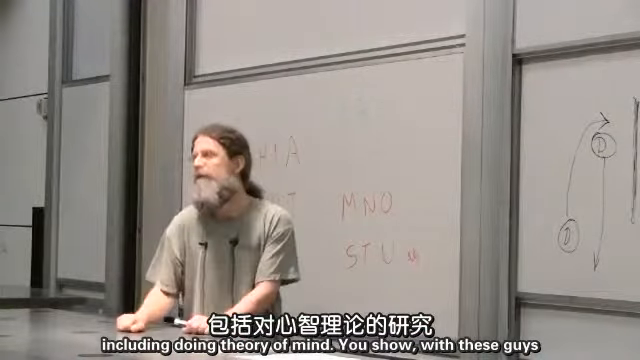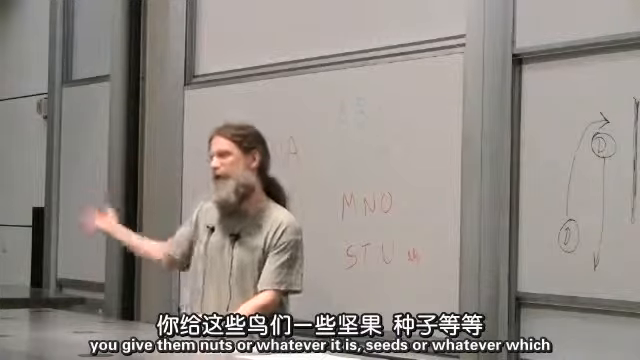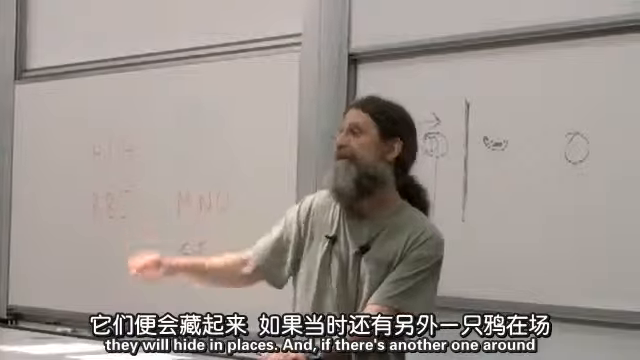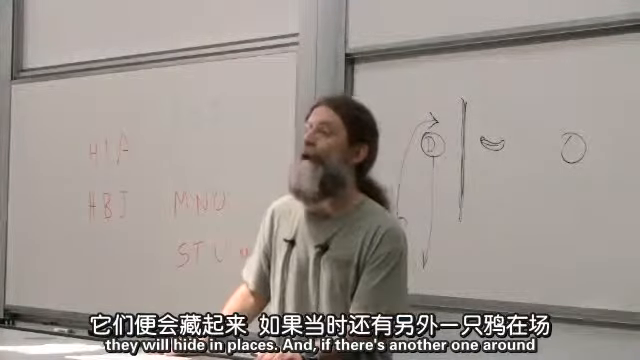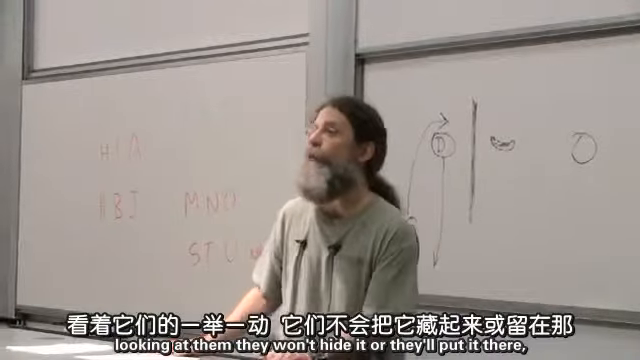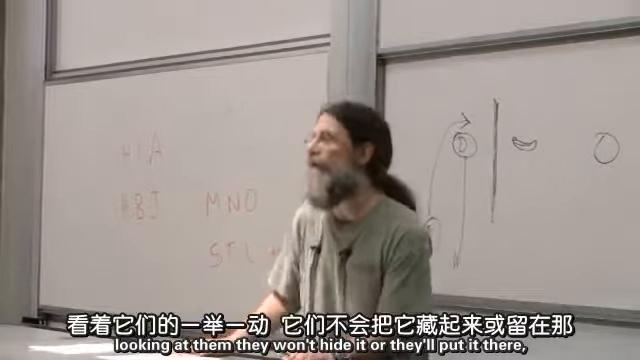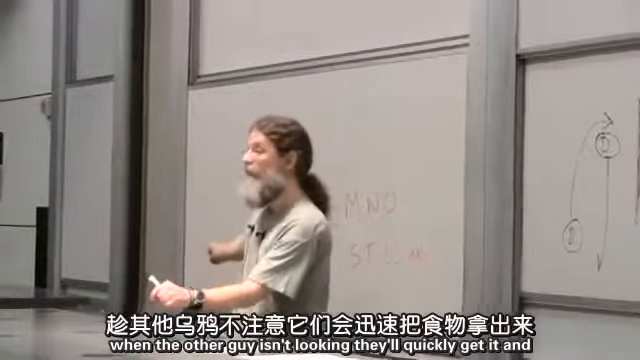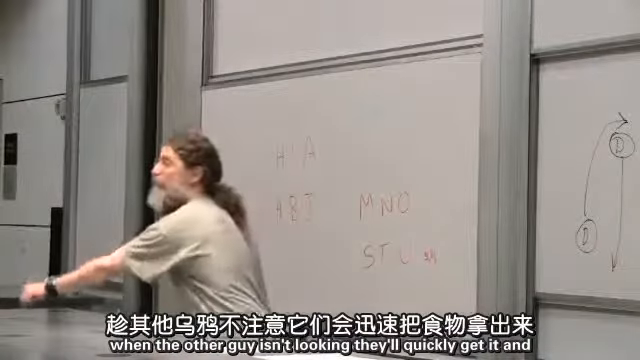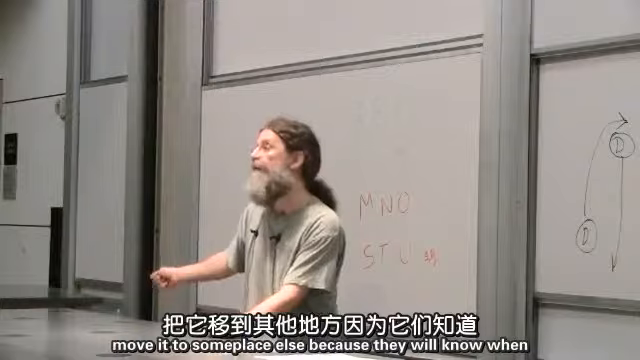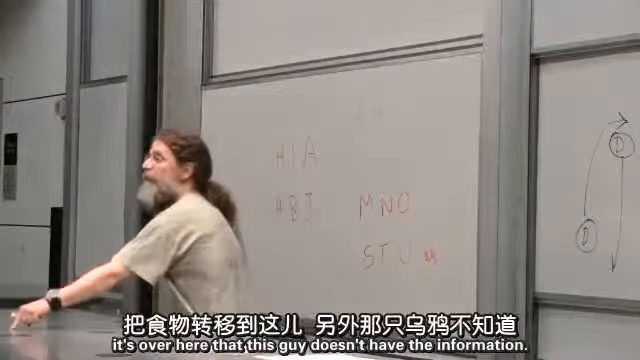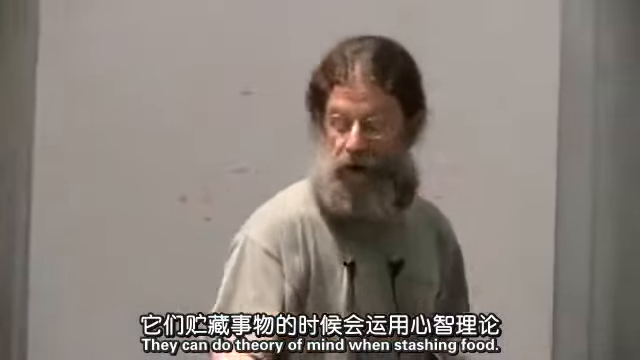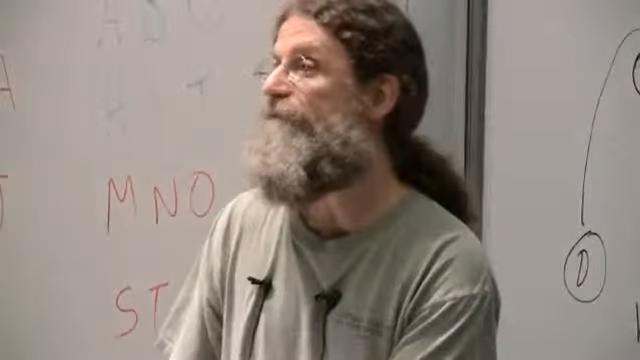You give these guys nuts or whatever it is, seeds or whatever, which they will hide in places, and if there's another one around looking at them, they won't hide it. Or they'll put it there, they'll dig it down into the sawdust or whatever, and when the other guy isn't looking, they'll quickly get it and move it to someplace else, because they will know when it's over here that this guy doesn't have the information. They can do theory of mind when stashing food.